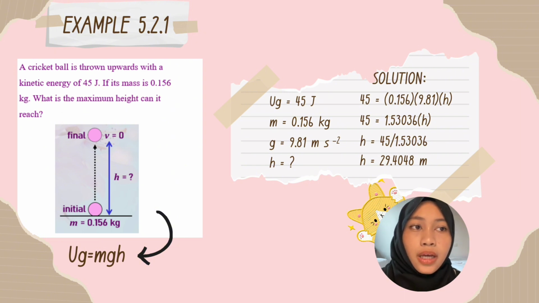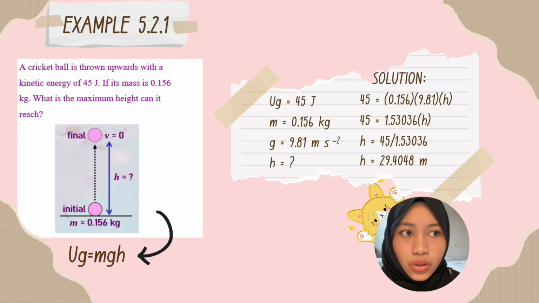So the solution is 45 equals 0.156 times 9.81 times h. 45 equals 1.53036 times h. So h equals 45 over 1.53036. The answer is h equals 29.4048 meter.